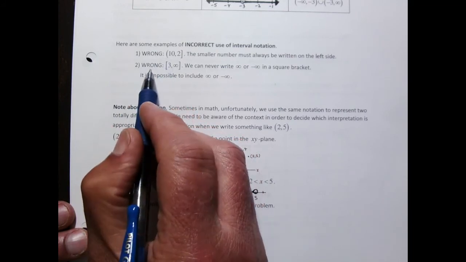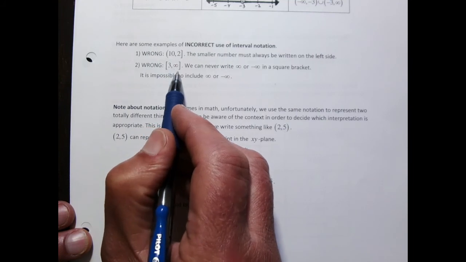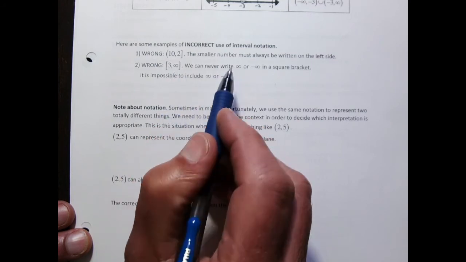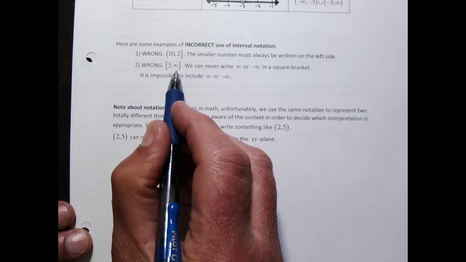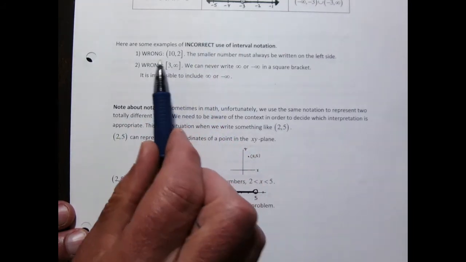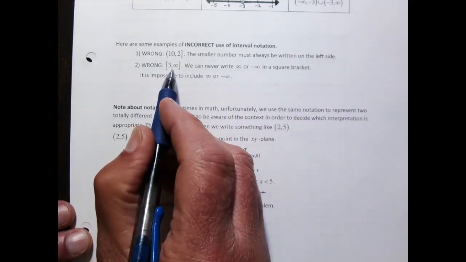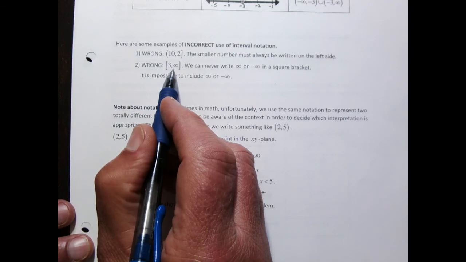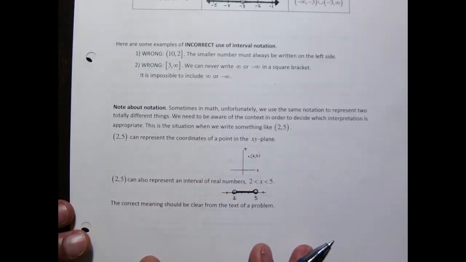Number 2, it is wrong to write square bracket 3, comma, infinity, square bracket. You can never put a square bracket around infinity or minus infinity. They can never be included. I mean, the infinity represents the idea that we go on and on and on to the right, but it's not actually a number you can include. That's why we never use a square bracket with infinity or minus infinity.